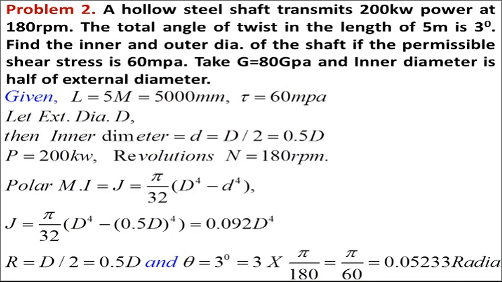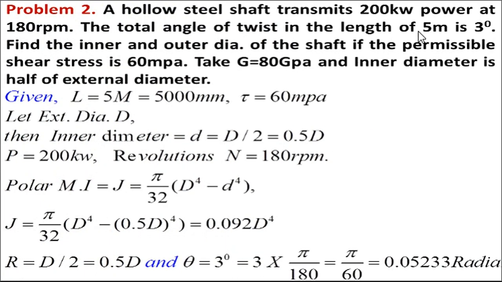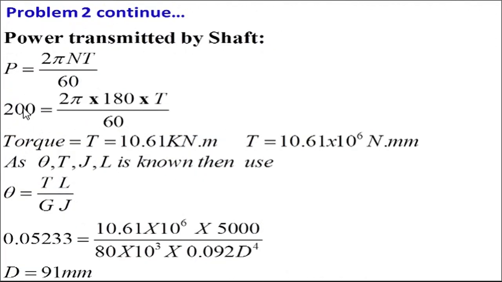Here power and revolutions are given. So by using the equation of power, first of all you find out the twisting moment T. So using P equal to 2 pi N T upon 60. Power P is 200 kilowatt, it is given in kilowatt, and I have used this value as it is in kilowatt. It shows that my answer must be in kilonewton meter because it is in kilowatt. If I am using 200 into 10 to the power 3, it will be in watt. Watt means what?